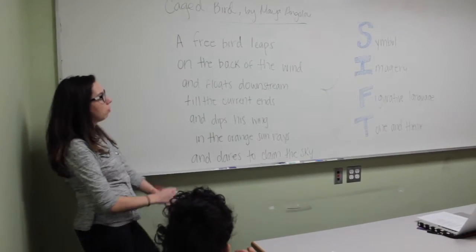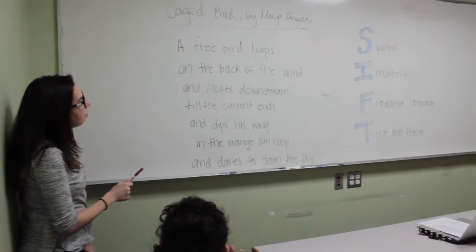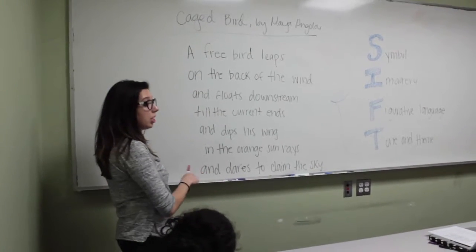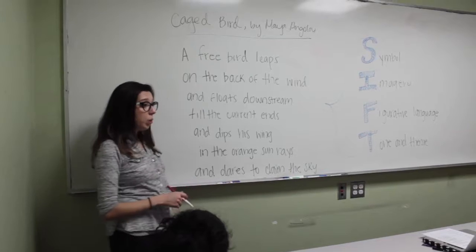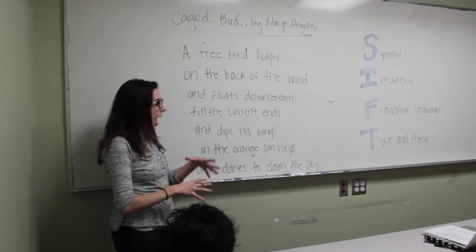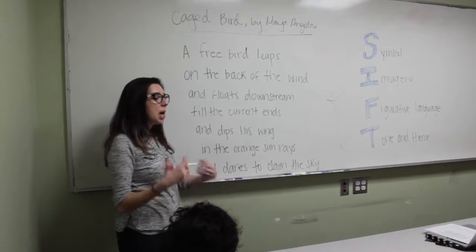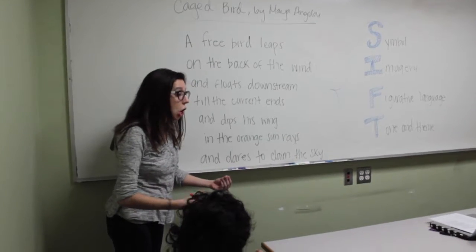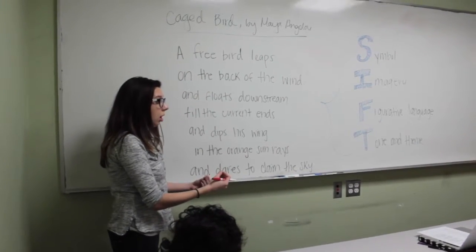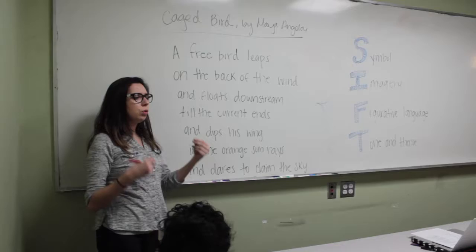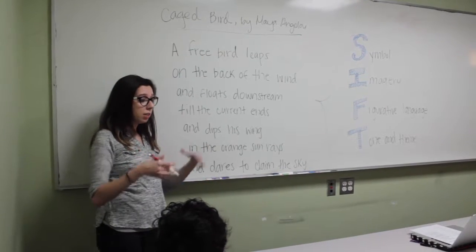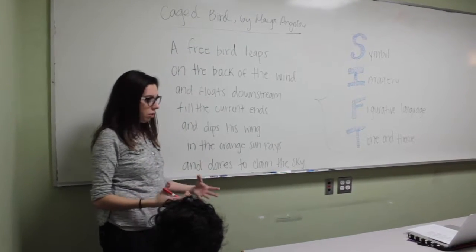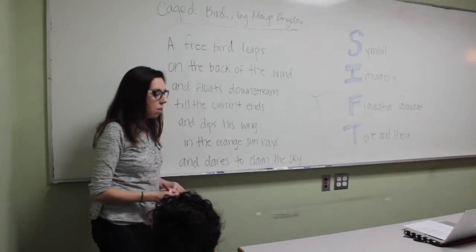Okay, so let's see if there are any symbols in this first stanza. Now, a symbol is when an object has a deeper meaning beyond its literal interpretation. So an example of a symbol would be a rose, and that a rose normally represents love. That's the kind of association you get when you think of roses, right? So it means more than just what it is.